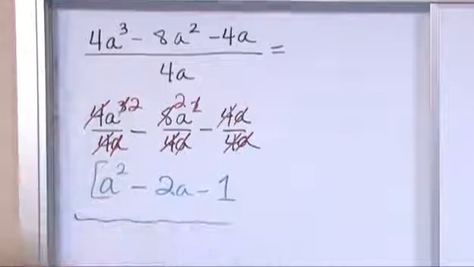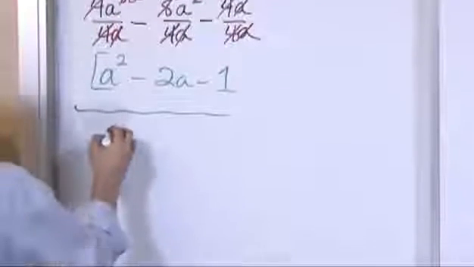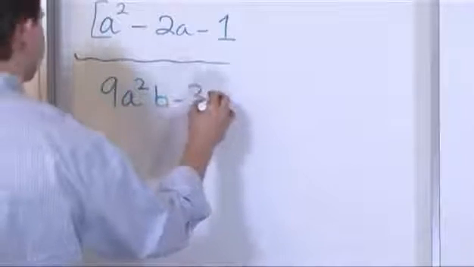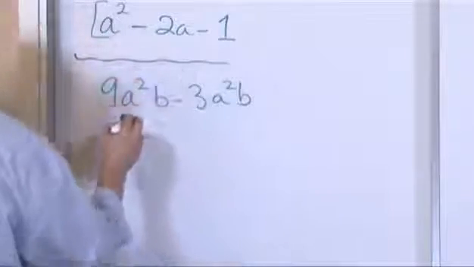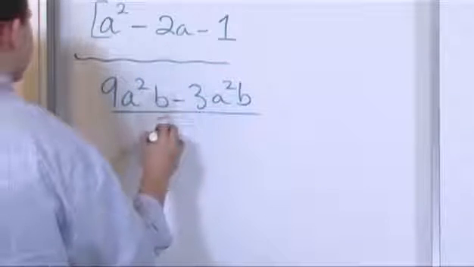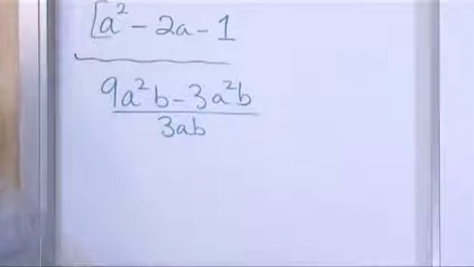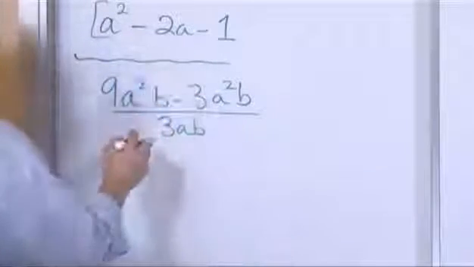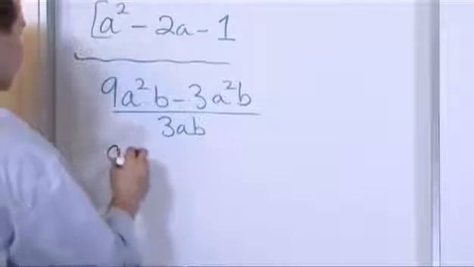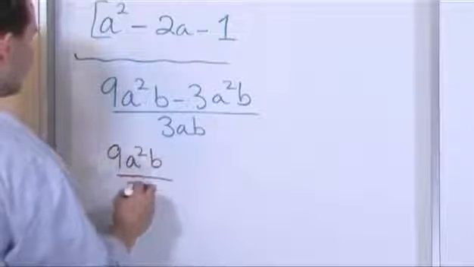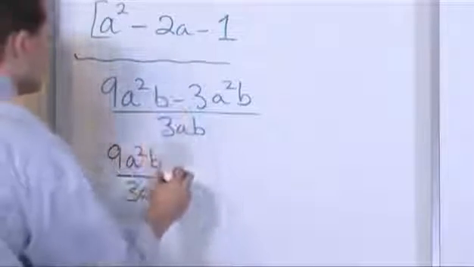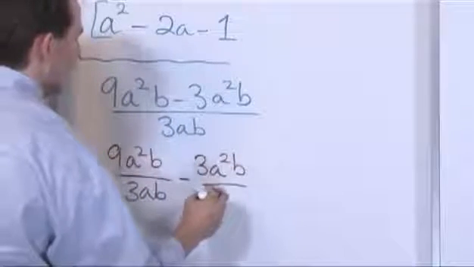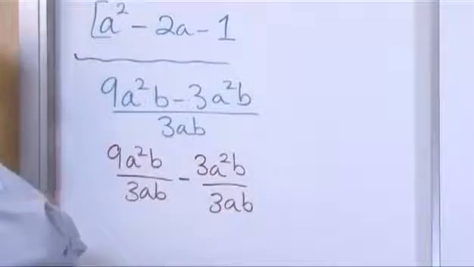Now, let's do the final problem of this section. What if we have 9 times a squared b minus 3 times a squared b, all divided by 3 times a times b. So let's go ahead and break this guy up. Since it's a big fraction like that, we can do 9a squared b over 3ab minus from here 3a squared b over 3ab. All right, now just remember, take it step by step.